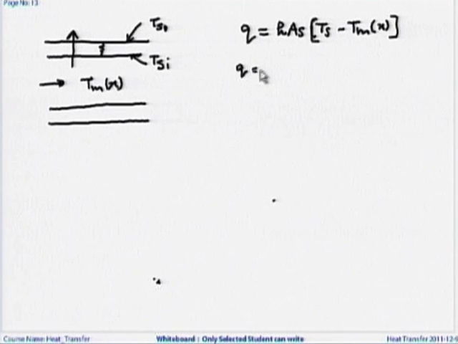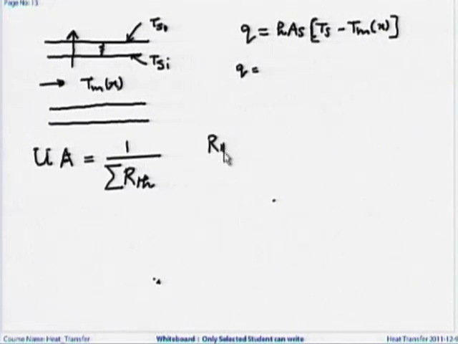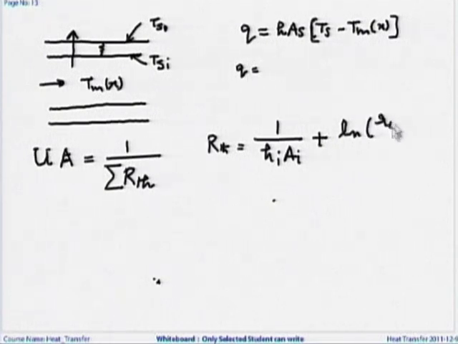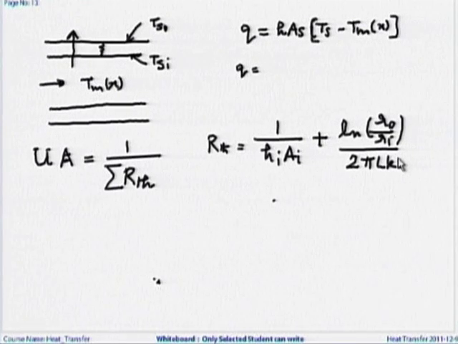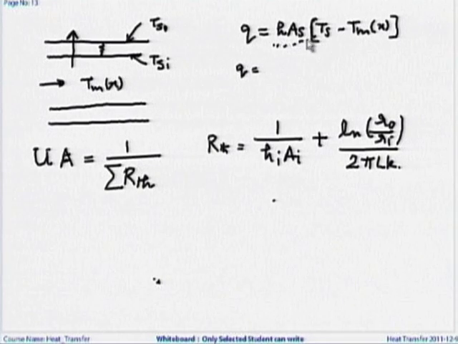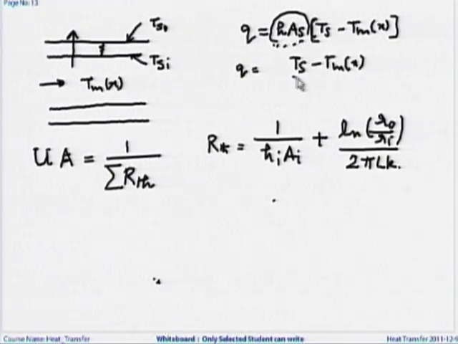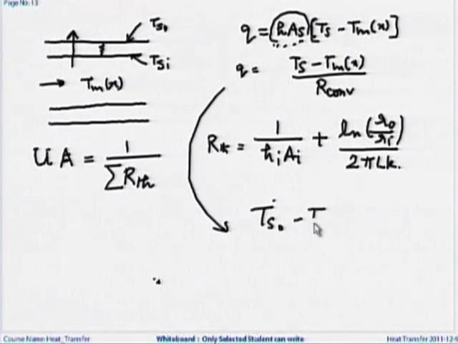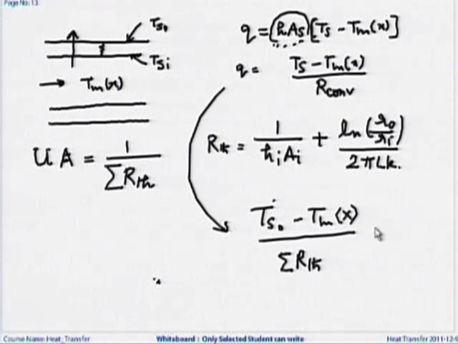Now, I can write this as Q is equal to, instead of hAs, I will define the overall heat transfer coefficient times A, which is nothing but 1 over the summation of all the thermal resistance, where R thermal is 1 by hiAi, the internal flow convective resistance, plus log of R out by R in divided by 2 pi L k. I can do this per unit length, and so on. I am not going into the details. So, essentially this hAs, which was Ts minus Tmx divided by R convection, can now be replaced by Ts out minus Tmx divided by the summation of R thermal, which is these two, or that is equivalent to saying UA times Tso minus Tmx, correct.